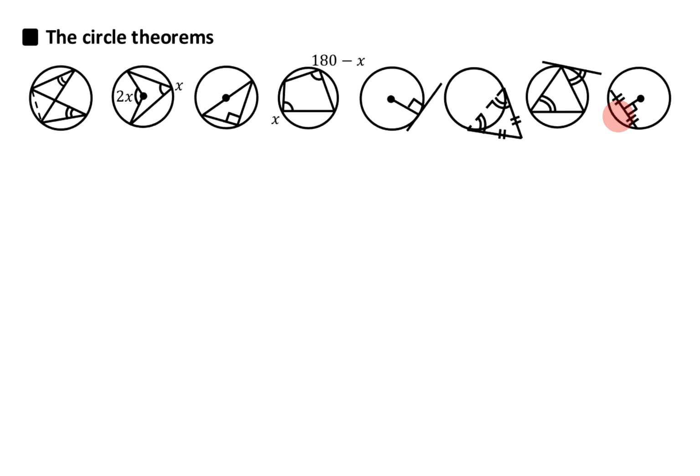And then finally, we're on this rule here. What this rule is saying is that if you've got a chord, so hopefully you know what a chord is. If you don't, a chord is just a straight line that goes from one part of the circumference to the other, just a straight line.